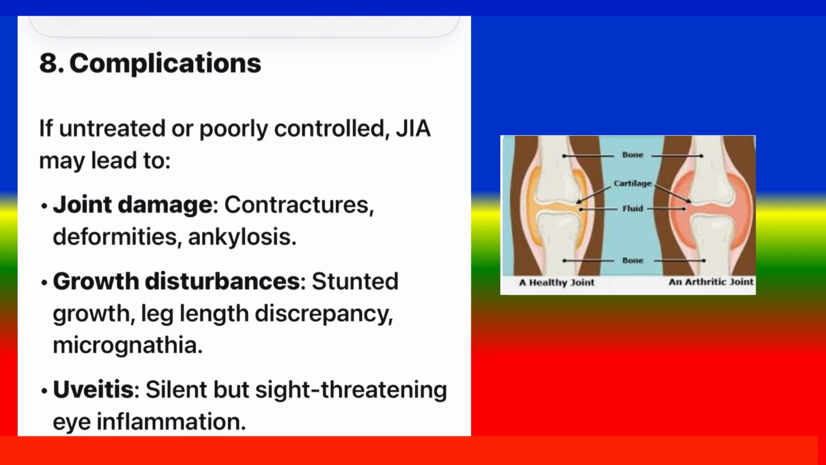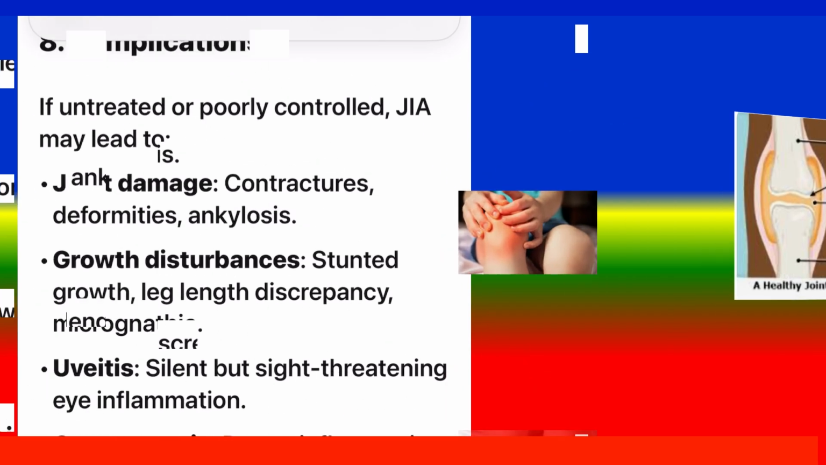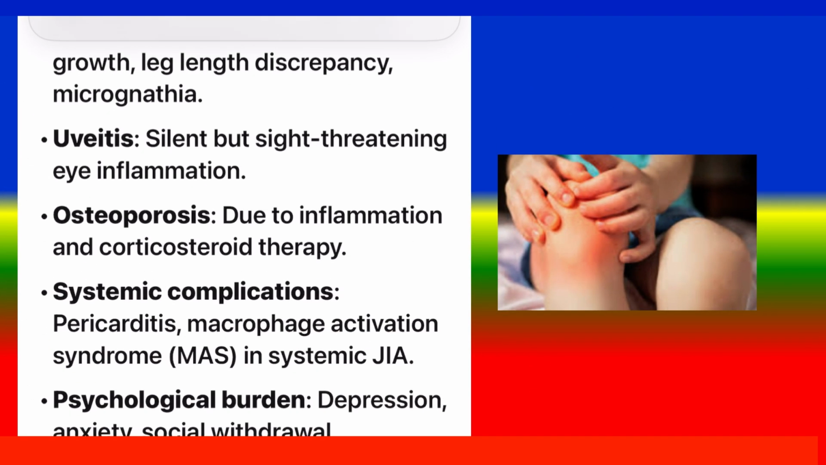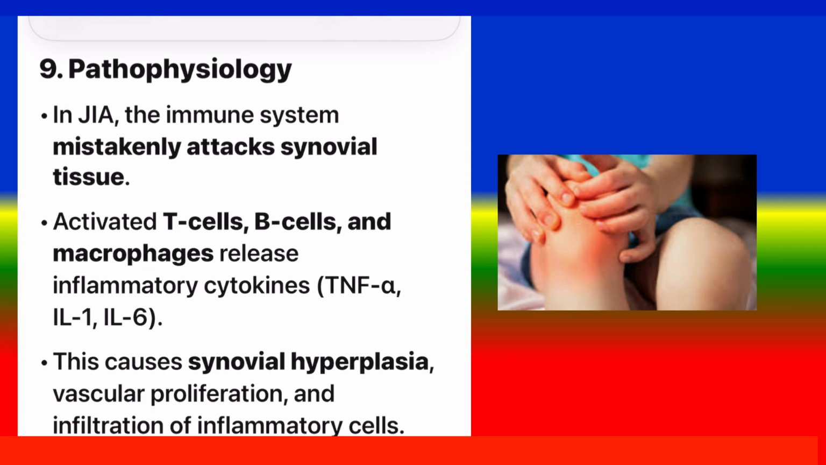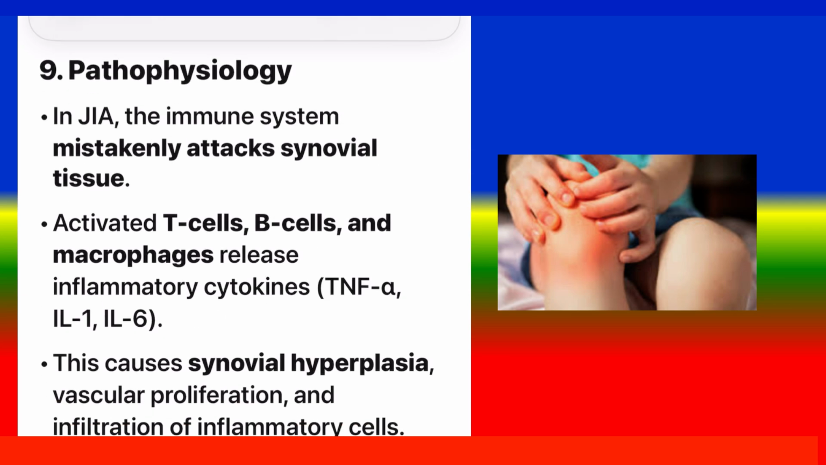Uveitis, silent but sight-threatening eye inflammation. Osteoporosis, due to inflammation and corticosteroid therapy. Systemic complications, pericarditis, macrophage activation syndrome, MAS, in systemic JIA. Psychological burden, depression, anxiety, social withdrawal. 9. Pathophysiology. In JIA, the immune system mistakenly attacks synovial tissue.